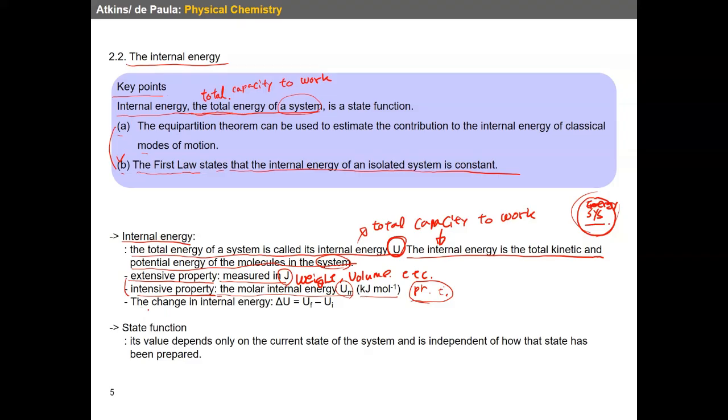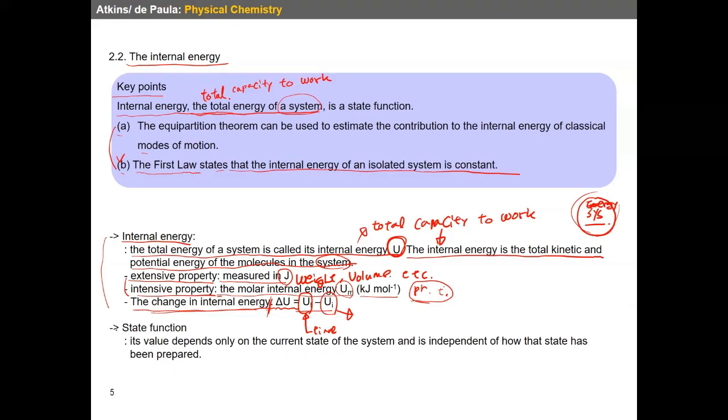We also have to understand the change in the internal energy. The change in internal energy, delta U, is defined as U_f minus U_i. U_f is the final total internal energy of the system, and U_i is the initial total internal energy of the system. The difference between the final internal energy and the initial internal energy is called the change in the internal energy. This is the definition and also the way to use this energy in thermodynamics.